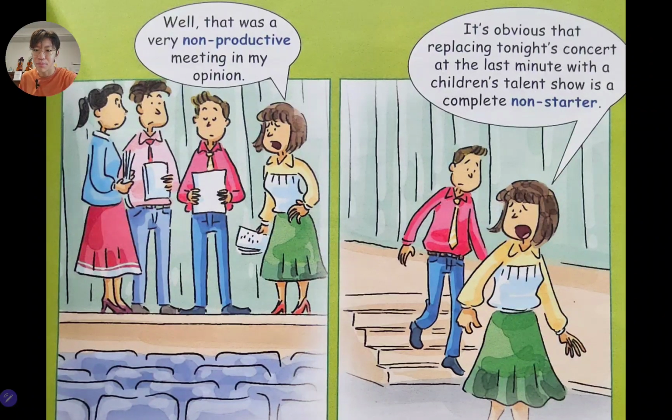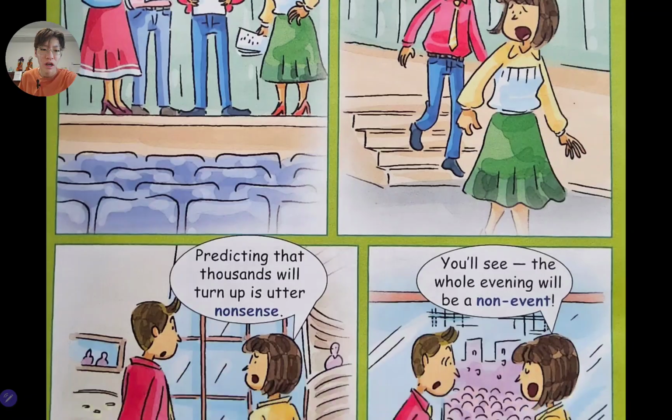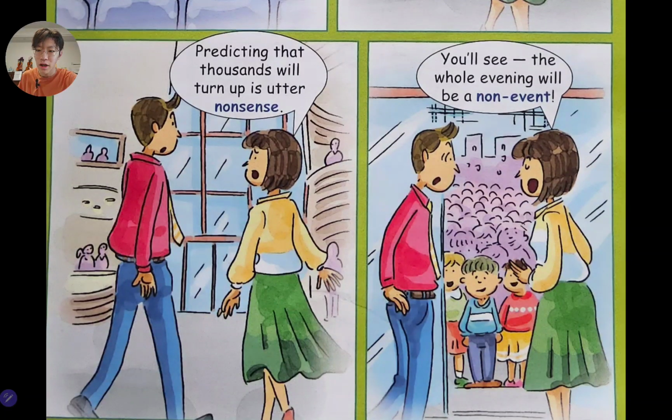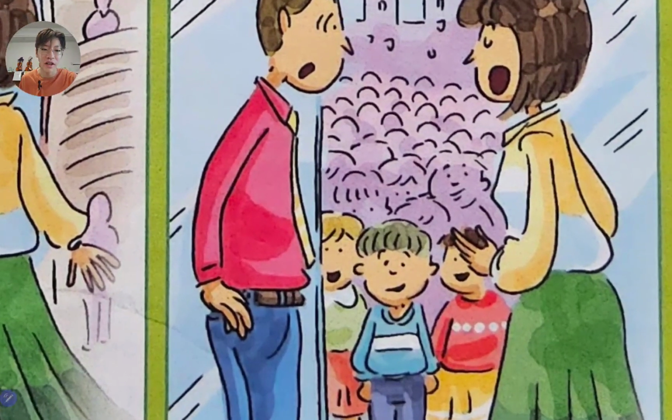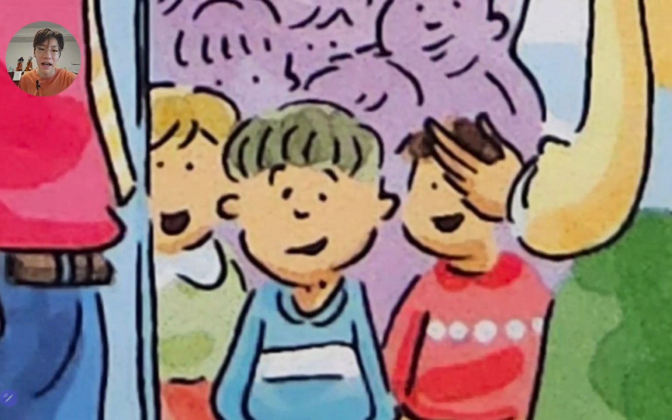Well, that was a very non-productive meeting in my opinion. It's obvious that replacing tonight's concert at the last minute with a children's talent show is a complete non-starter. Predicting that Silence will turn up is utter nonsense. You'll see, the whole evening will be a non-event, and there are literally thousands and thousands of kids at the start, at the line, for heaven's sake.